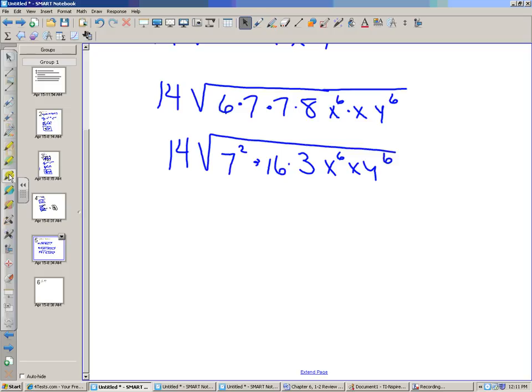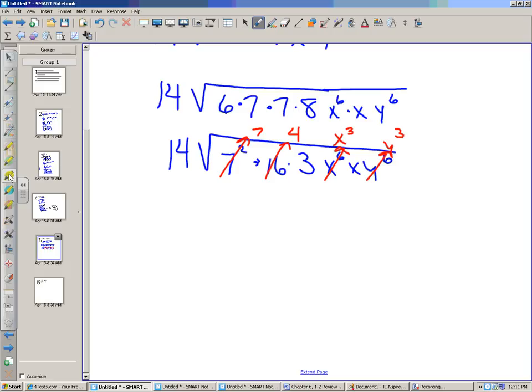So what is the square root of 7 squared? What is the square root of 16? Square root of 3? Square root of x to the 6? Square root of x? Stays. Square root of y to the 6? So now, you're going to take 7 times 4 times 14.